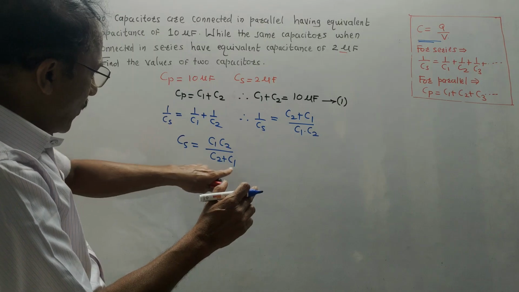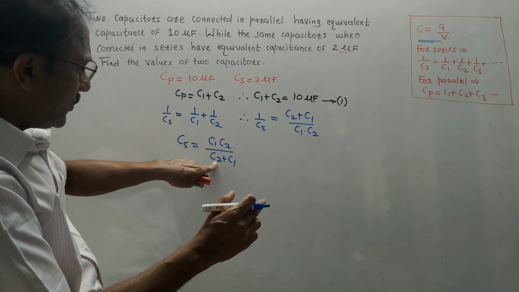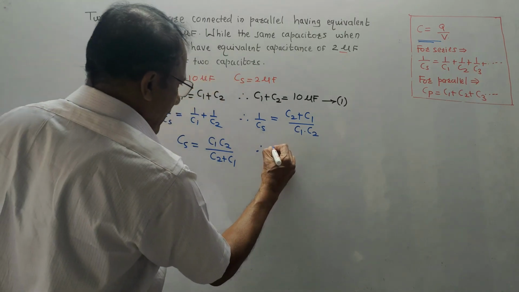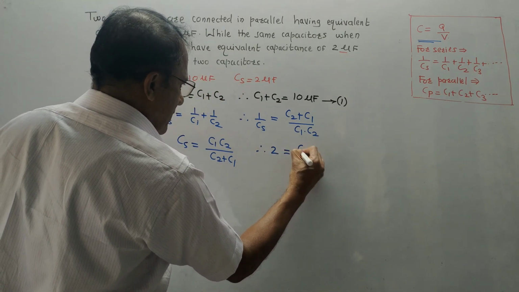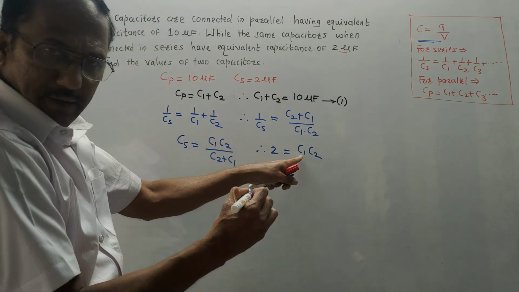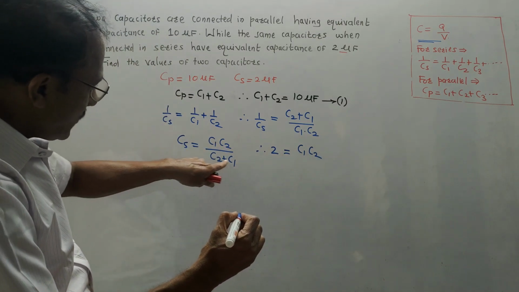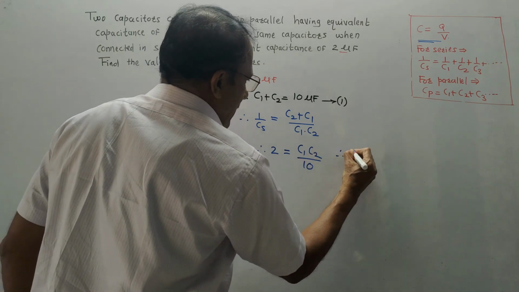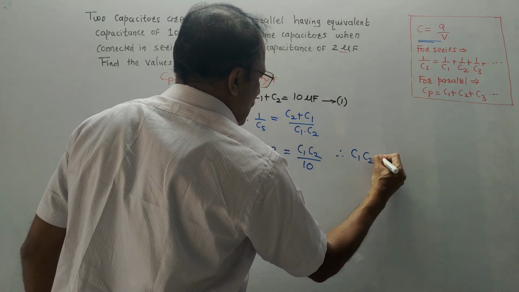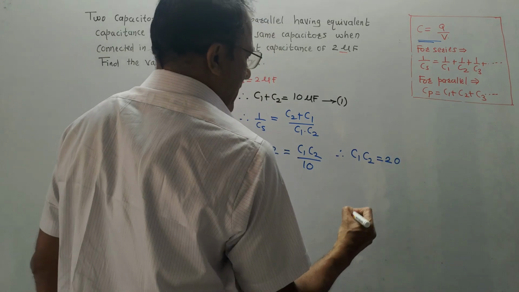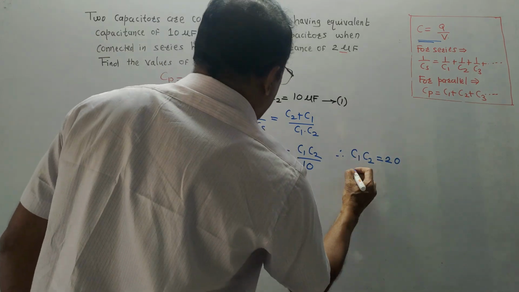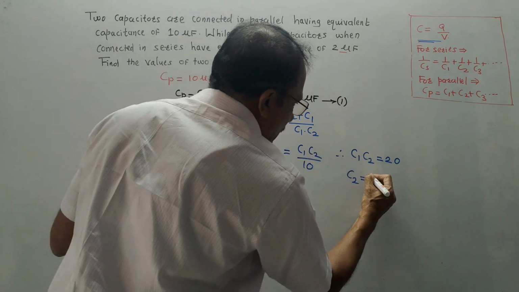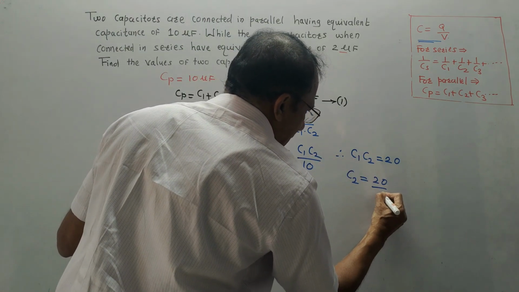Now we have the value of Cs as well as we have the value of C2 plus C1. Therefore, value of Cs is 2 microfarad. I am writing it as 2 is equals to C1 into C2, I am keeping it as it is. We have the value of C2 plus C1, that is C1 plus C2, which is 10. Therefore, I will write C1 into C2 is equals to 20. From this, I can write the value of C2 like this: C2 is equals to 20 upon C1.